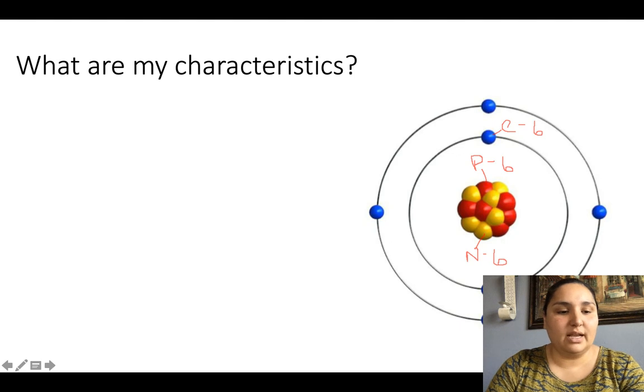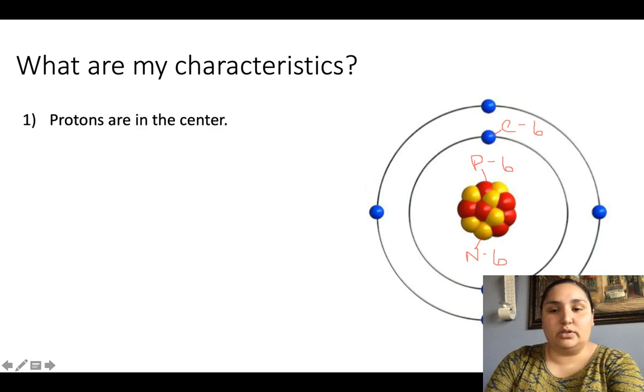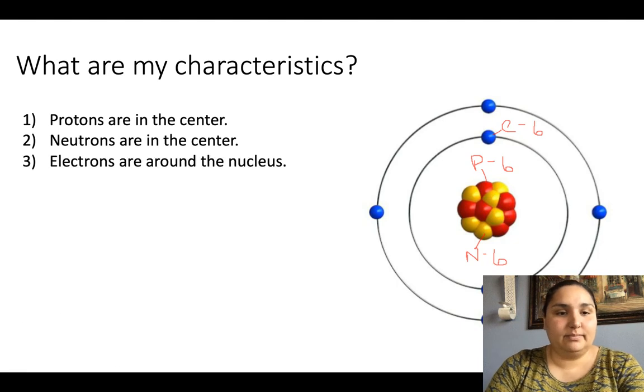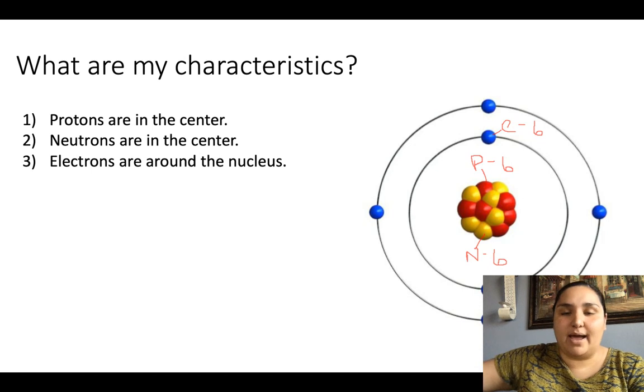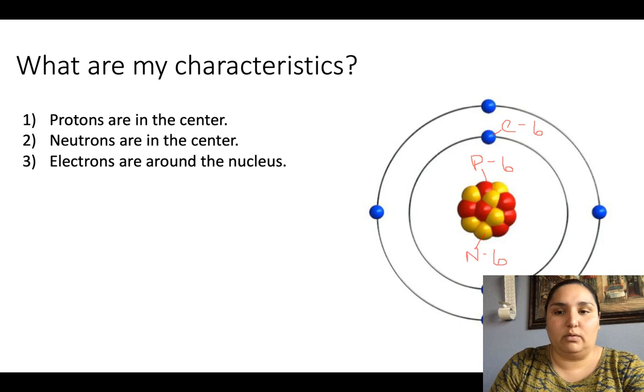Okay, so first of all, protons are in the center, like I said. Neutrons are in the center, and electrons are around the nucleus. You need to know we had that atom in the back of the periodic table, that anchor chart, telling you all year long from the beginning of the year, protons and neutrons are in the center, electrons are in the electron cloud. They have their own special place.